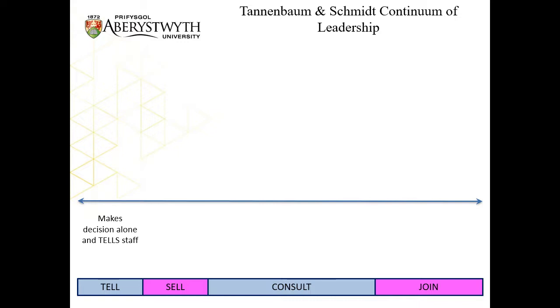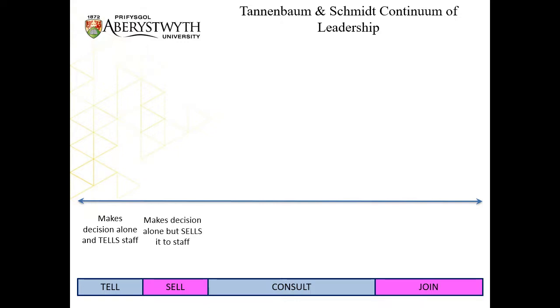At the end, which we've characterised as being analogous with the autocratic style, the leader makes the decision alone and tells the staff. There's no discussion, there's no negotiation, there's very little persuasion. They are told of the decision and what they need to do about it.